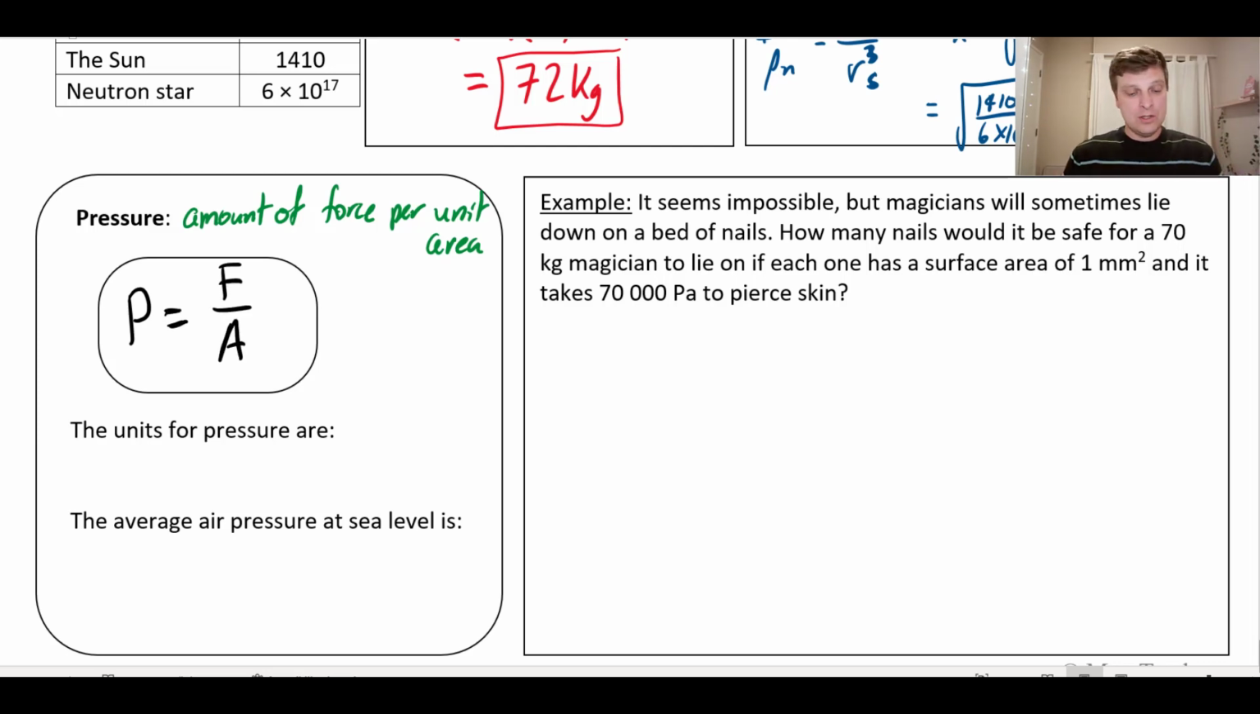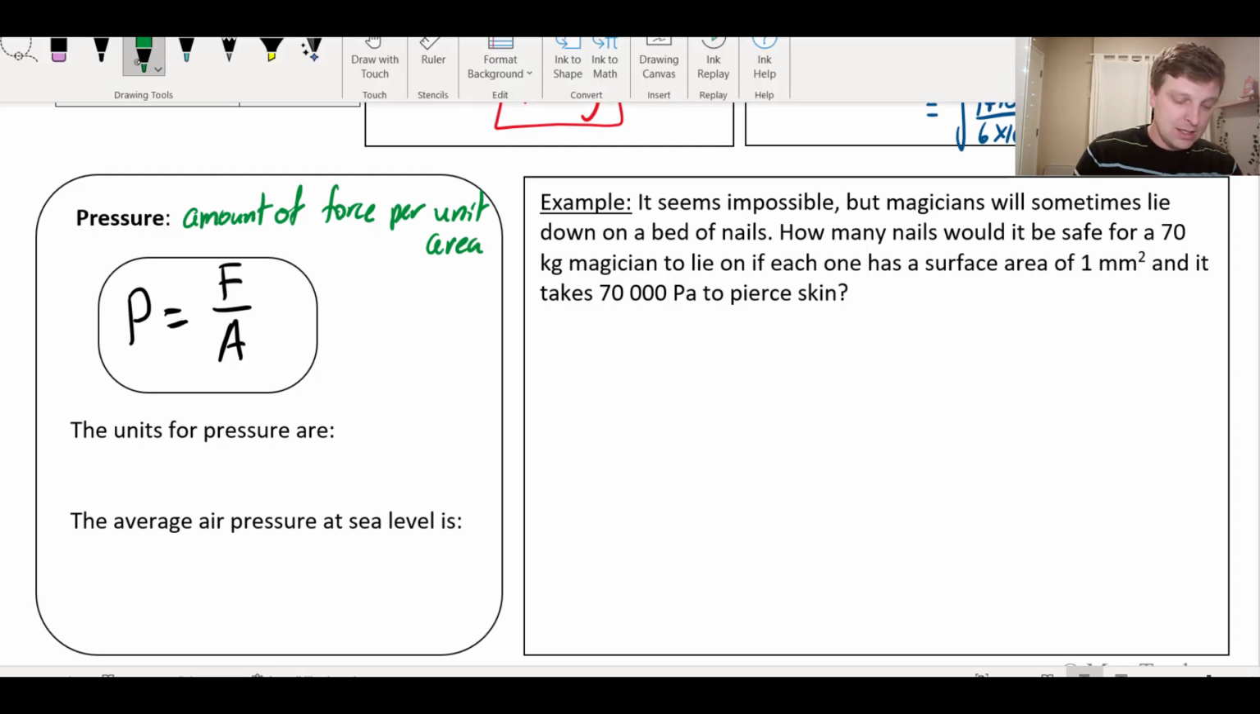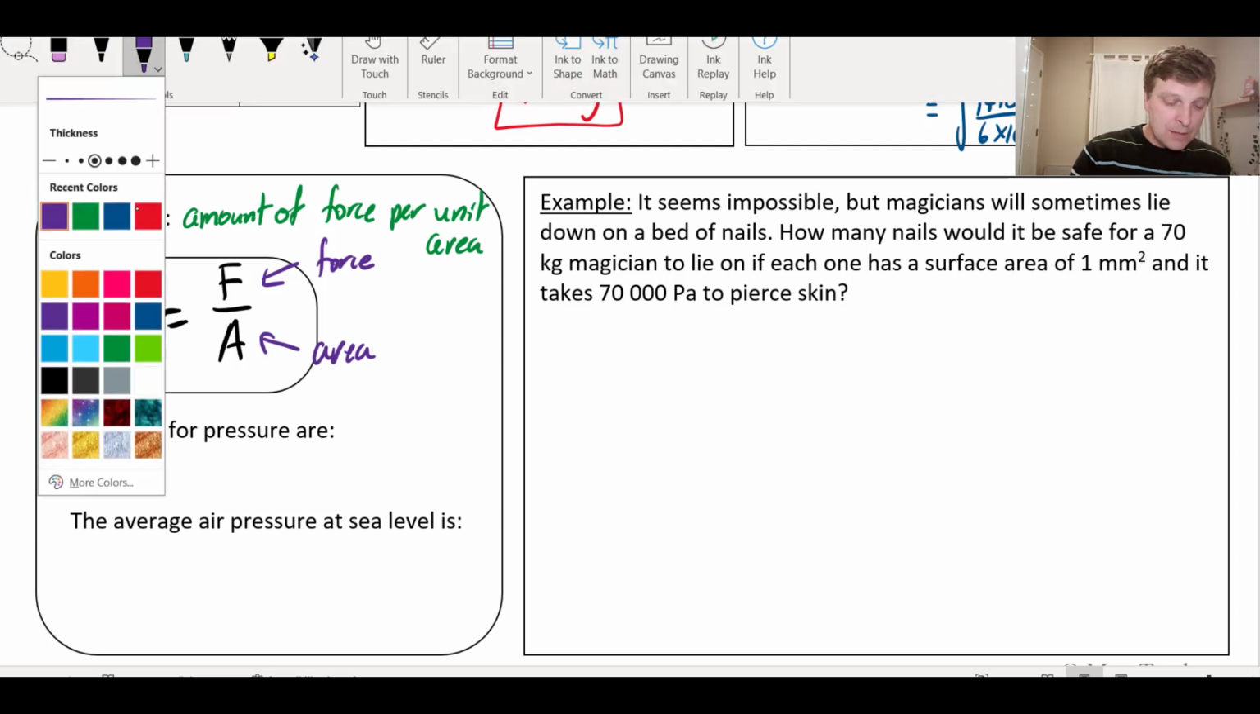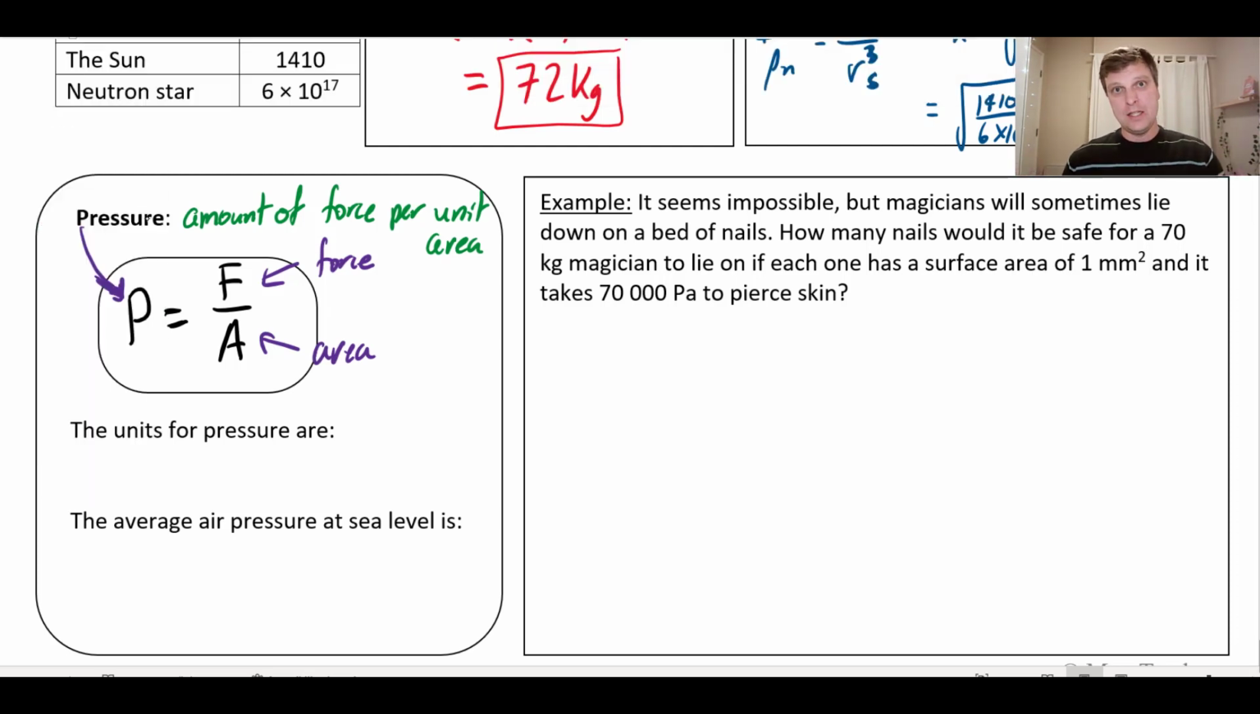Now it's important to notice that this is P as in pressure and not rho as in density, and I apologize, but we keep picking letters that are easy to mix up, but that very much is pressure right there, whereas this is force and that is area. Okay, now the units for pressure typically, or at least the base units we're going to use, are pascals.